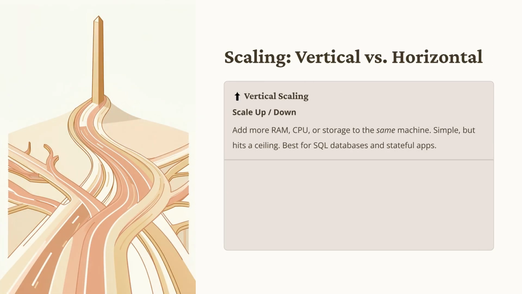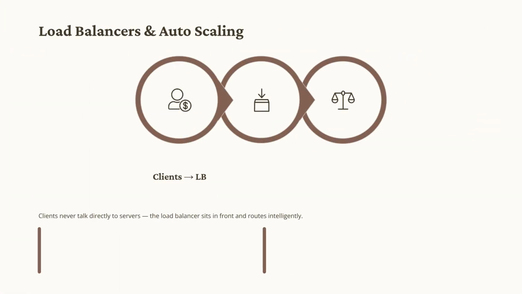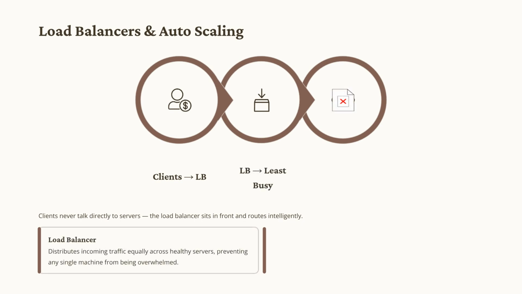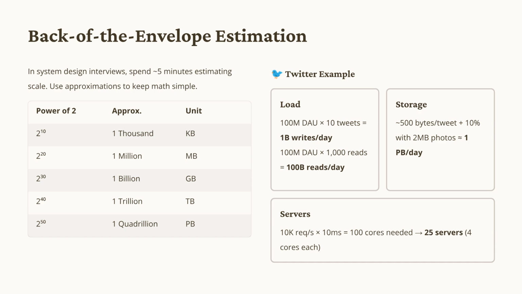Vertical scaling means scaling up or down by adding resources to the same machine. Horizontal scaling, or scaling out and in, means adding more machines and distributing the load. This is the go-to approach in production, requiring a load balancer. Clients never talk directly to servers. The load balancer sits in front and routes intelligently. Load balancing distributes traffic across healthy servers. Auto-scaling dynamically adds or removes servers based on real-time load, allowing you to pay only for what you use.